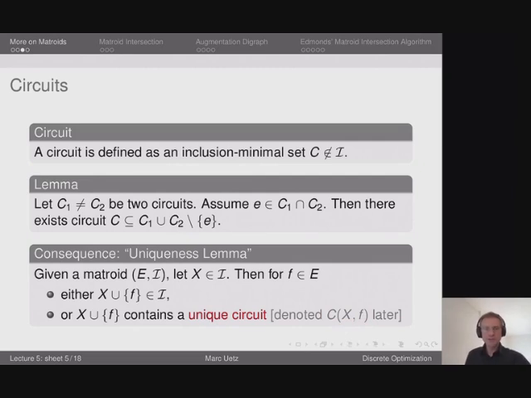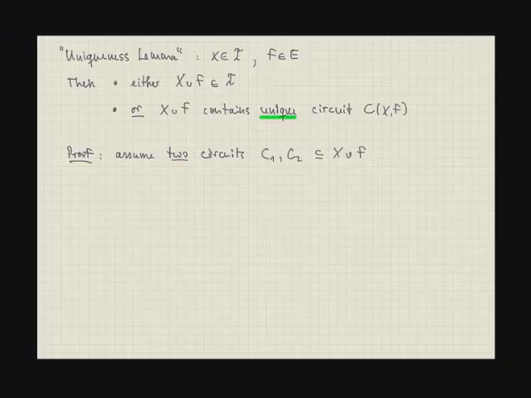So let us quickly see how I can get this uniqueness lemma. So here is again the repetition of the claim. I take an independent set X, I take an element from the ground set. If I add this element to set X, it either still remains independent, or it will be a dependent set, and then it certainly contains a circuit, but the claim here is this circuit is going to be unique, and I give it this particular name here.